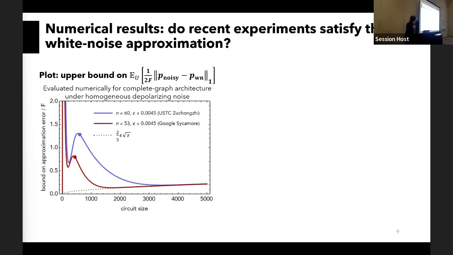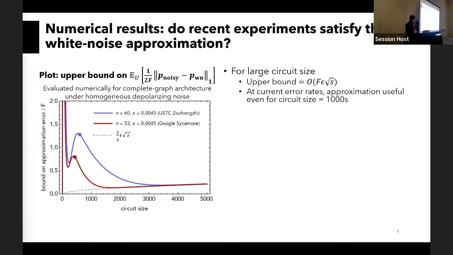So this is the thing on the y-axis that we want to be a small number to be able to say that the white noise approximation is meaningful. Here we plugged in the values of n and epsilon for these two experiments and plotted it as a function of circuit size. And there's both good news and bad news. The good news is that the error rates achieved on the actual device appear to be beneath this threshold, because at large circuit size, it approaches the behavior that we were expecting theoretically of f times epsilon times square root s. And even for circuits of very large size, thousands of gates, we still have an approximation up to like 0.2 or something, which is not tiny, but it's meaningfully small, at least in some sense.